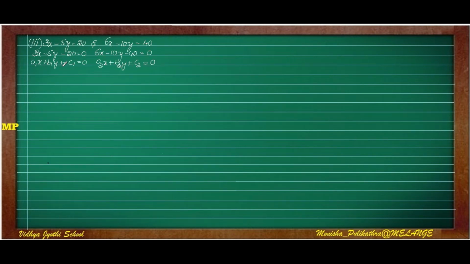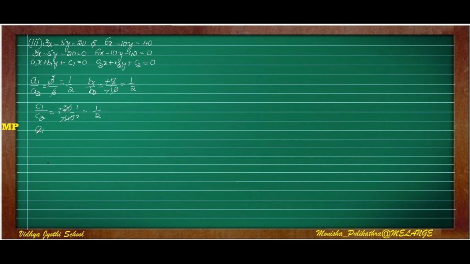Let us move on to the third question of this session, that is 3x minus 5y minus 20 is equal to 0 and 6x minus 10y minus 40 is equal to 0. Here a1 by a2 is equal to, a1 is 3 and a2 is 6, so it is 1 by 2, and b1 by b2 is equal to minus 5 by minus 10, so again it is 1 by 2, and c1 by c2, c1 is minus 20 and c2 is minus 40, minus minus cancel, so it is also equal to 1 by 2.